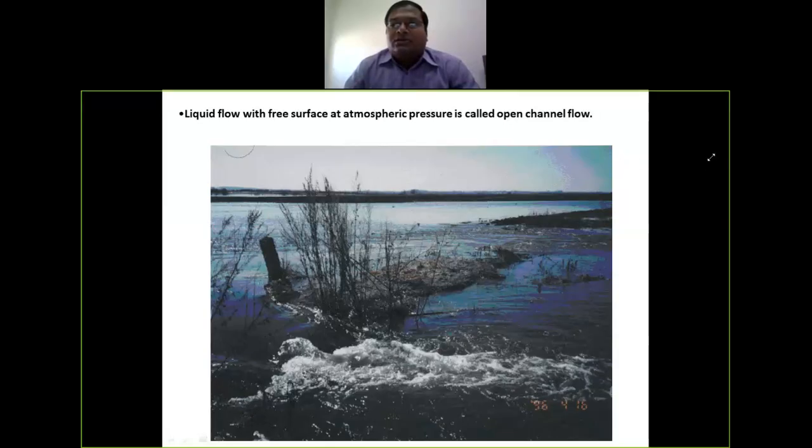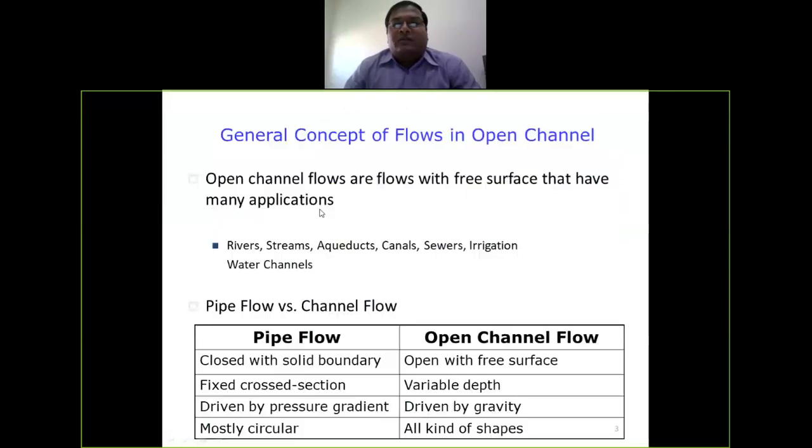Liquid flow with a free surface at atmospheric pressure is called open channel flow. This is a very simple definition: the liquid which flows with a free surface at atmospheric pressure is called open channel flow. Open channel flows have many applications: rivers, streams, aqueducts, canals, sewers, irrigation, and water channels.